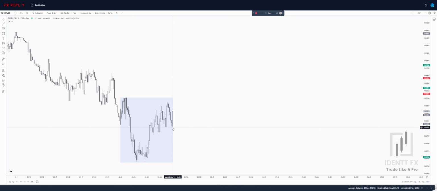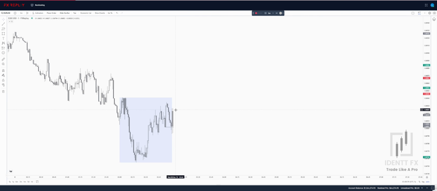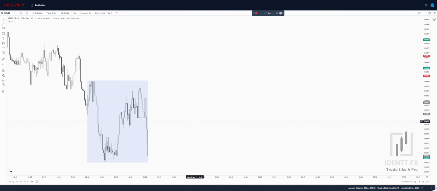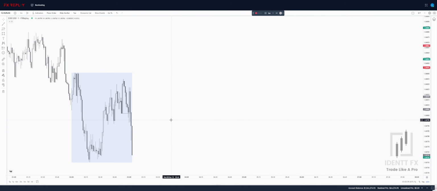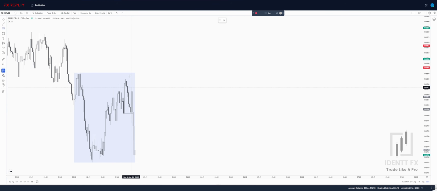To me, this is not a convincing close below the structure that we created. We just wicked it, so this could have just as well been a sweep, especially with the strong reaction we're seeing. So I would like some more confirmation, and this is exactly the confirmation that I would be looking for. Let's take a look.